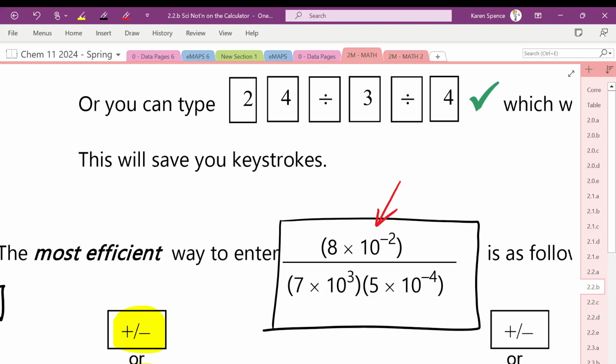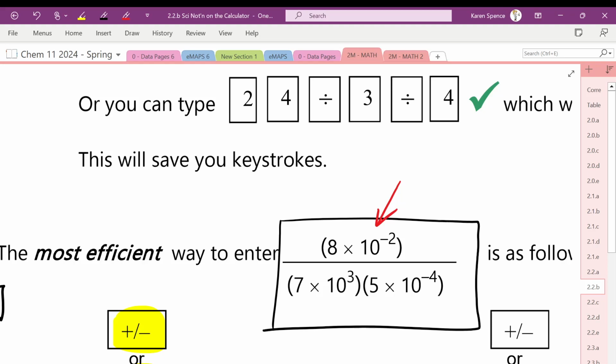So we're going to go 8 times 10 to the -2, and -2, so we use that one, not the minus. Then we're going to divide by 7 times 10 to the 3, and then we're going to divide by 5 times 10 to the -4.